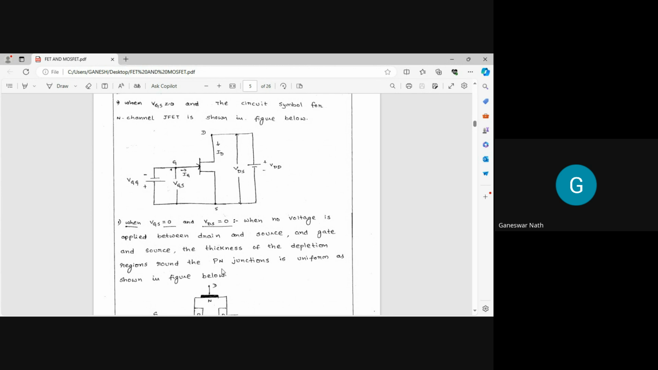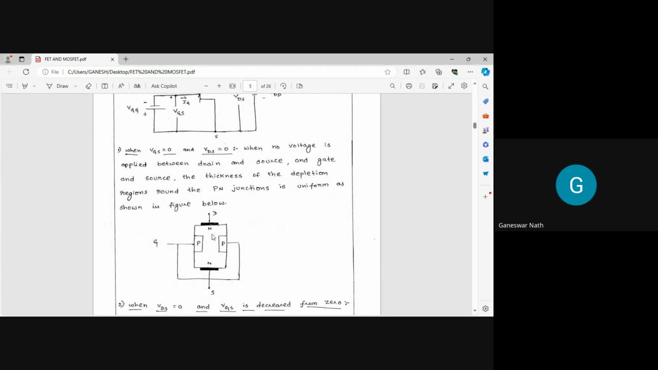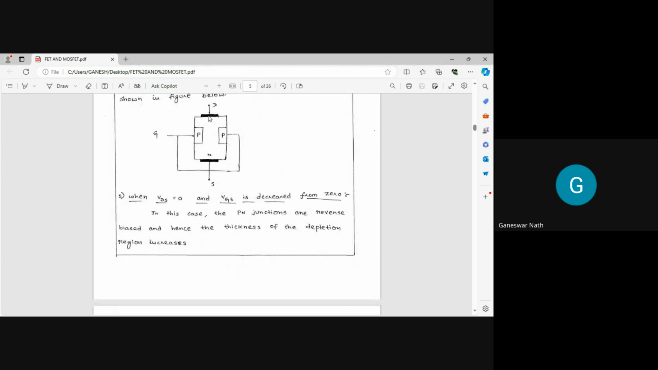When no voltage is applied between the drain and the source and the gate and the source, the thickness of the depletion region is uniform around the PN junction. Which is the depletion region? This region is called the depletion region, and as there is no current flowing through it, naturally the depletion region becomes thicker. It is uniform and can be shown as in the figure.